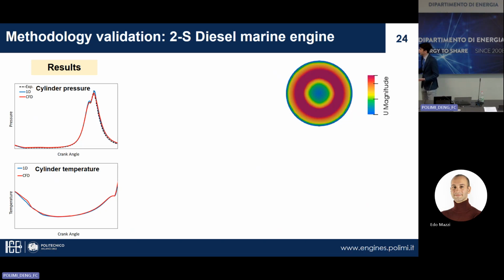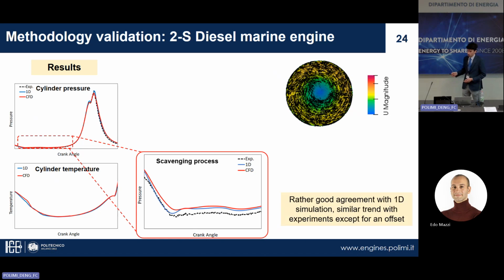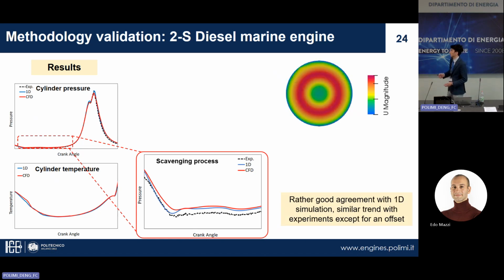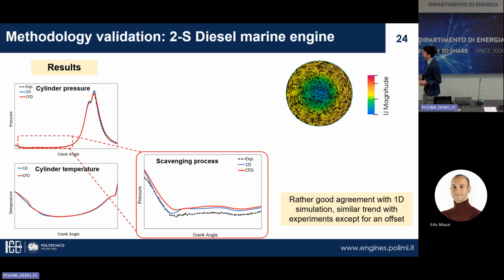Then, of course, we validated our results in terms of cylinder pressure and temperature, both with the 1D results and also using some experimental data only on cylinder pressure. We can see that for the scavenging process, rather good agreement with 1D was achieved, since the boundary conditions were taken from the 1D simulation, and a similar trend with experiment was achieved, except for a small offset.